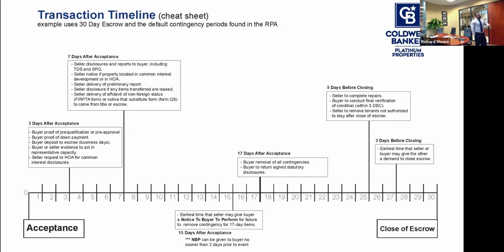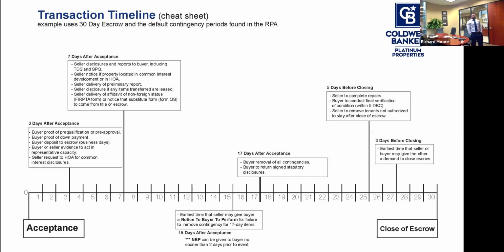It says here that the buyer must have proof of the pre-qual or pre-approval, but we've already done that, because we submitted that with the offer. Buyer should show proof of down payment or cash. We've already done that because we submitted that with the offer. Buyer deposit to escrow, and again, that's business days.